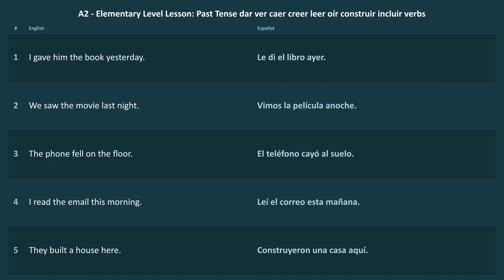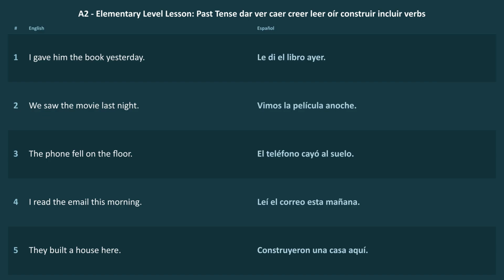Vimos la película anoche. Nice. And anoche is a great word to remember. Last night. Very handy, very natural.